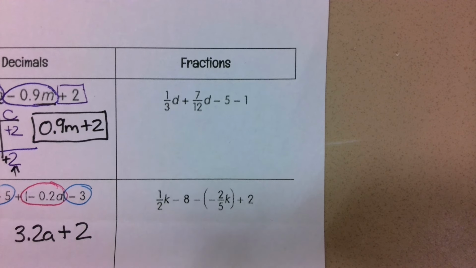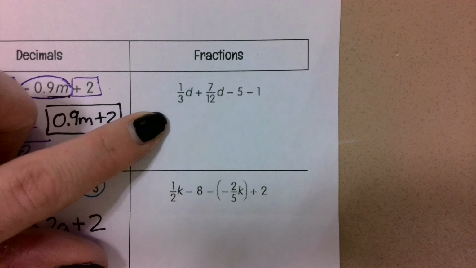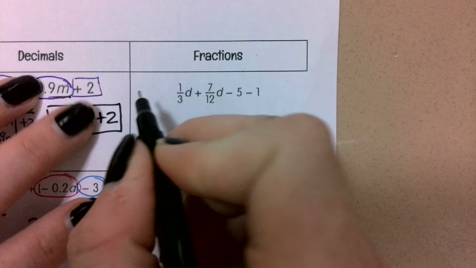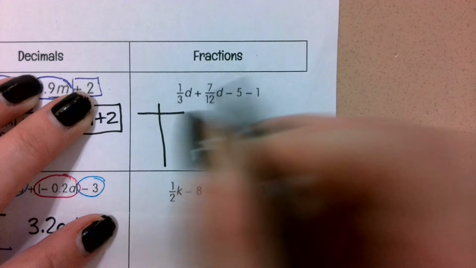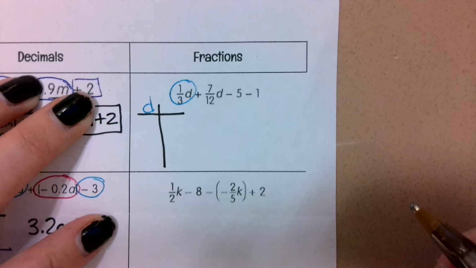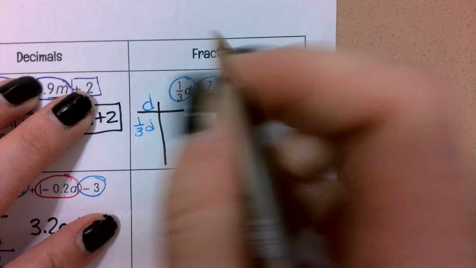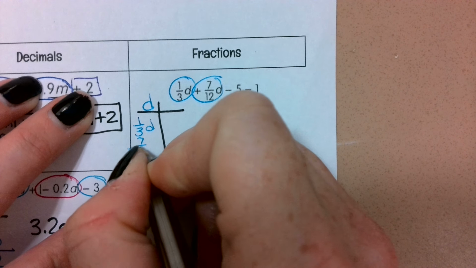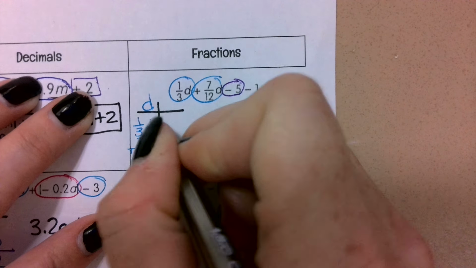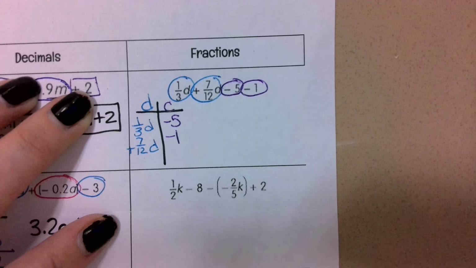All right, what I want you guys to do is pause the video, try the first 3. I'm going to do the first one with you, and then I'm just going to show the answers to the next 2. All right, here we go. Make your T-chart. Identify your like terms. We've got 1/3 d, so we'll talk about the d terms first. 1/3 d. Now we got plus 7/12 d. Our next like terms are minus or negative 5. So we're talking about constants. And then negative 1.